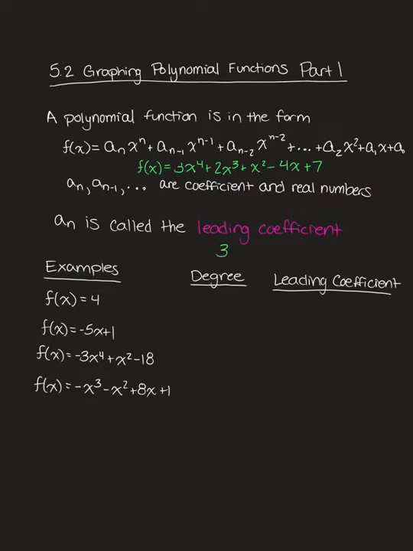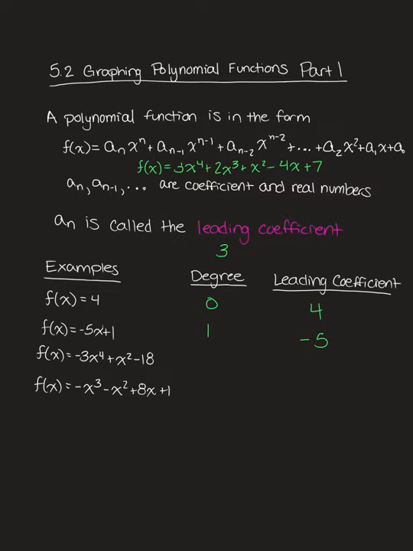Okay, so here are some examples. If we have f of x is equal to 4, what's the degree? Well, there's no x value, so the degree is 0. The leading coefficient is 4. F of x is equal to negative 5x plus 1. The degree, well, this is x to the first, so my degree is 1. My leading coefficient is negative 5.